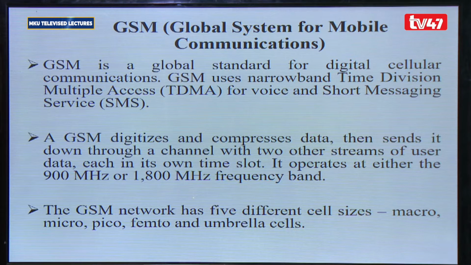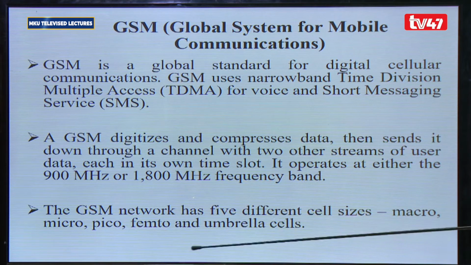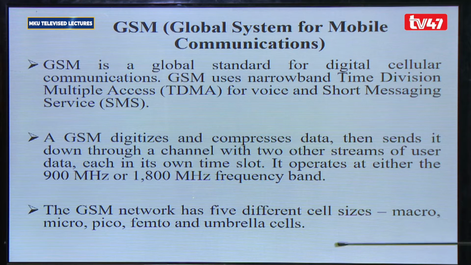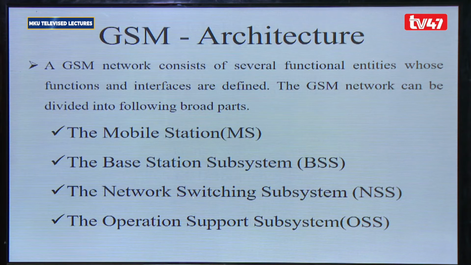It has 5 different cell sizes. We have the macro, we have the micro, the pico, the femto, and the umbrella cells. While we're discussing the GSM, we will be going in detail about these different sizes of cells. So we can proceed on. We can talk about the GSM architecture. How or what are the things involved in the GSM architecture?